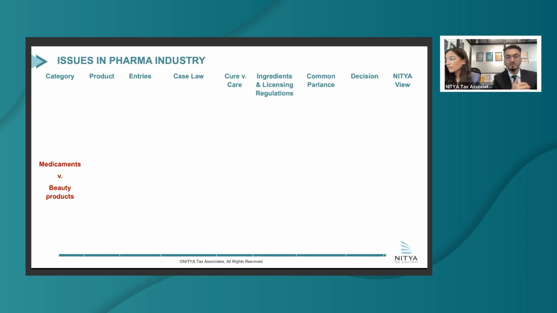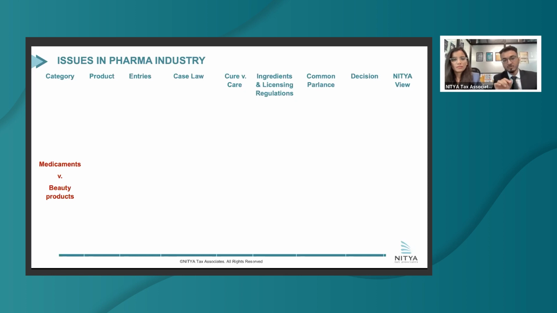So why are there all these disputes? Because of the difference in GST rate, where the GST rate notification provides a GST rate of 12% for medicaments. It provides an 18% rate for beauty care products, repellents, and disinfectants. So all these disputes raised by the department are due to the difference in GST rate.